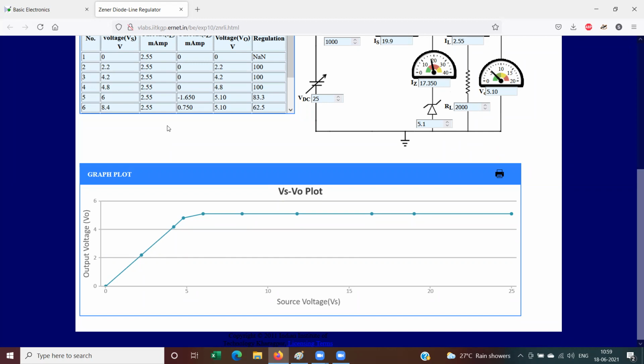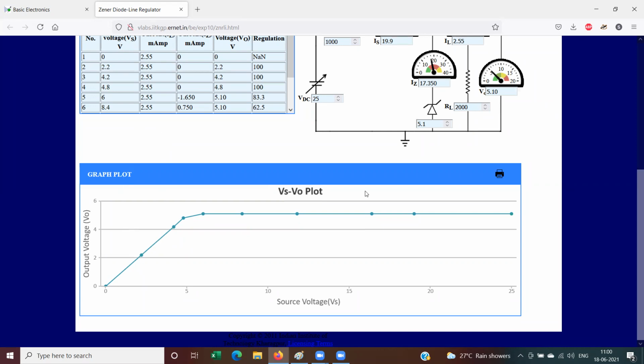Next week we will do Norton's theorem. Norton's theorem will be covered in the class. In the electrical section, Norton's theorem has been covered. Completed. Next week we will do Norton's.